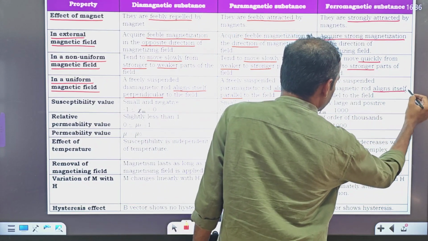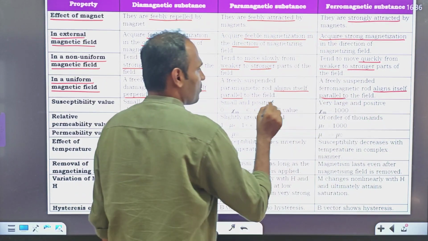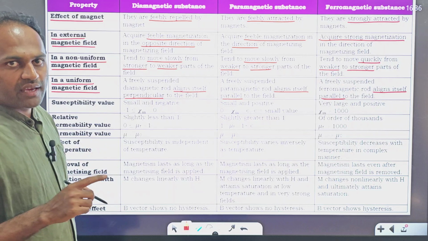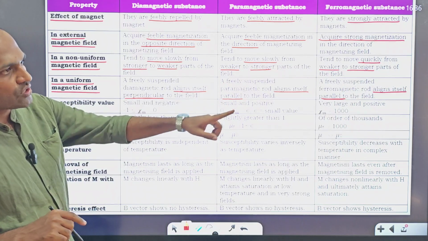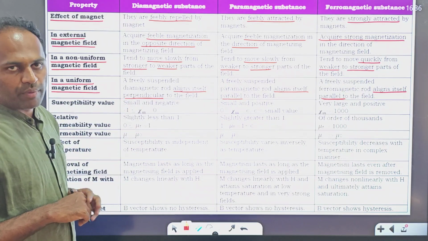Ferromagnetic material will also align itself parallel to the field. So those both rods will stand parallel, this rod will stand perpendicular.